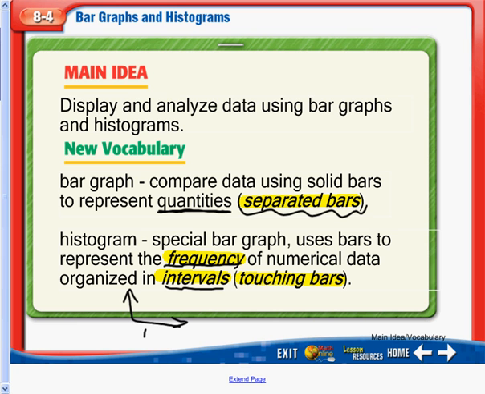On the bottom here we'll have intervals, which typically are a range of numbers. And on the left we'll have frequency. So, these bars are also touching. So, for a histogram, our bars are touching. For a bar graph, our bars should not be touching.